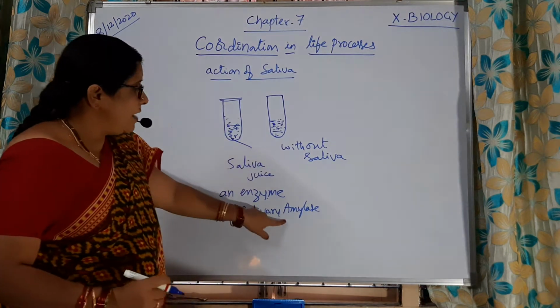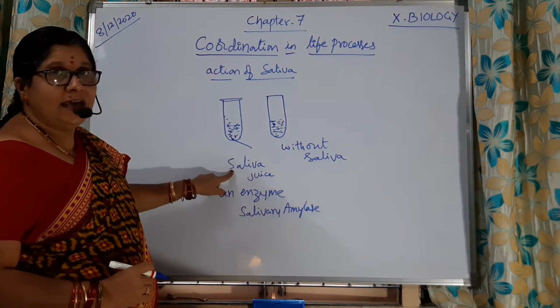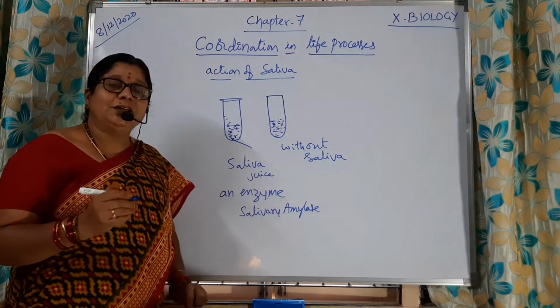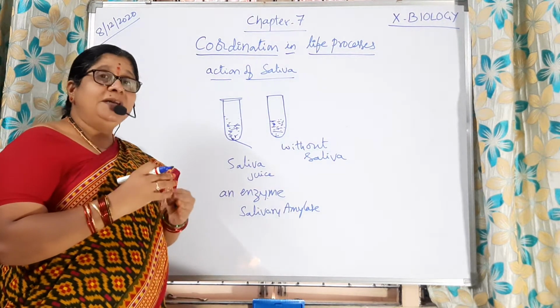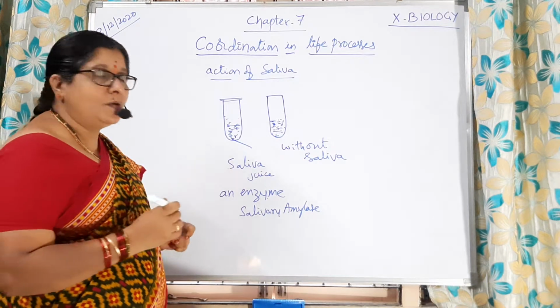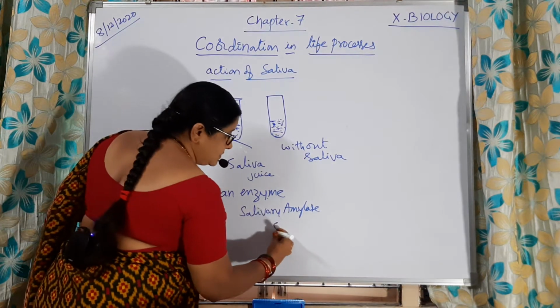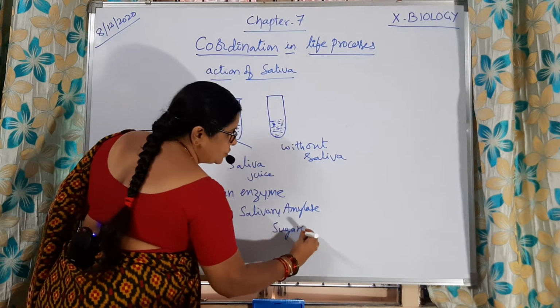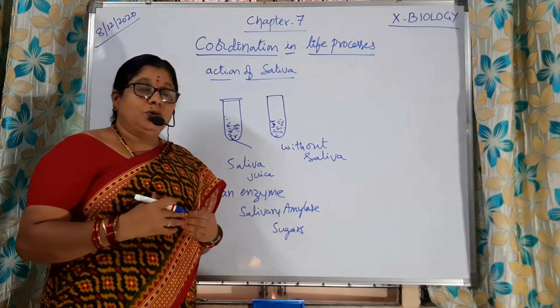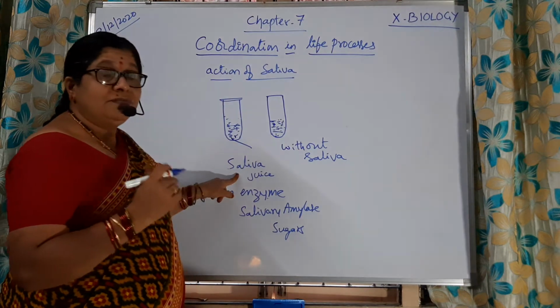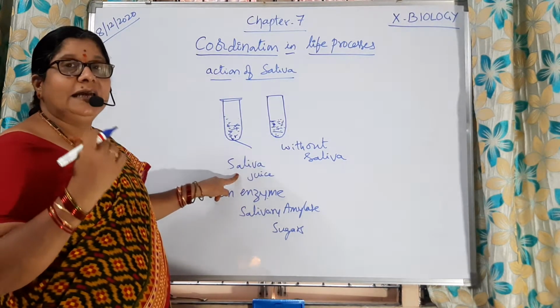So the salivary amylase which is present in the saliva is going to act on the starch and help in converting it into simple form called sugars. Is it clear to you? So in that way, in our body also, the salivary juice is secreted by the salivary glands.